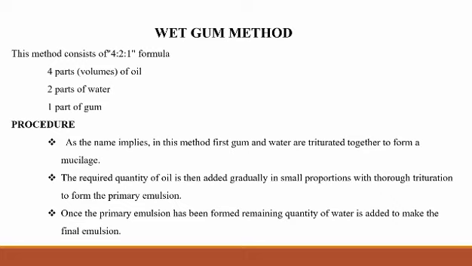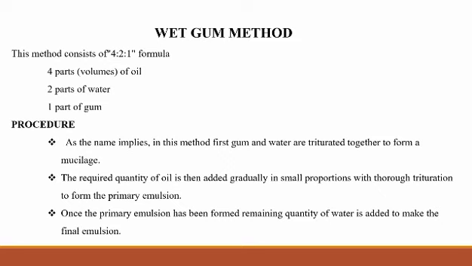primary emulsion. We have already known that primary emulsion means there will be a formation of thick white cream. When the thick white cream is formed, after hearing the clicking sound, we have to add the excess remaining quantity of water, so that we can easily make up the final emulsion.